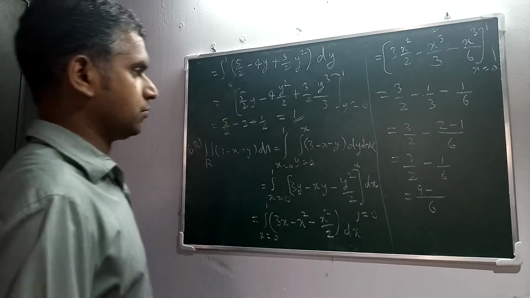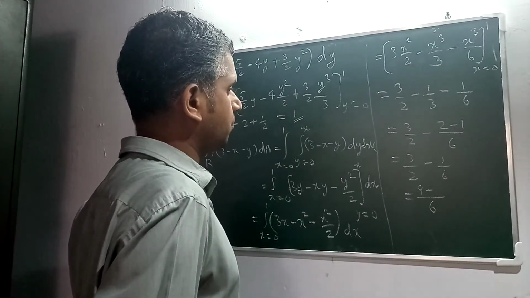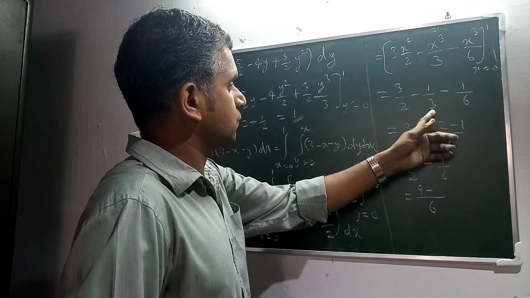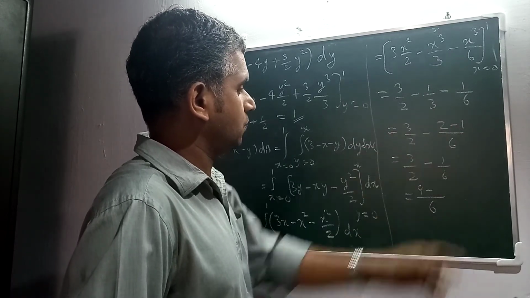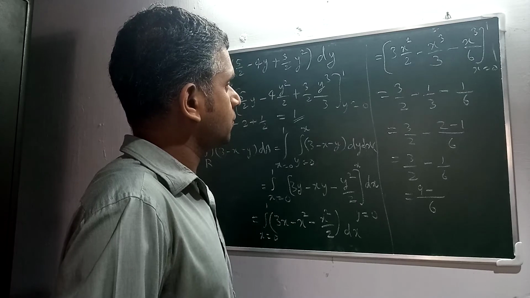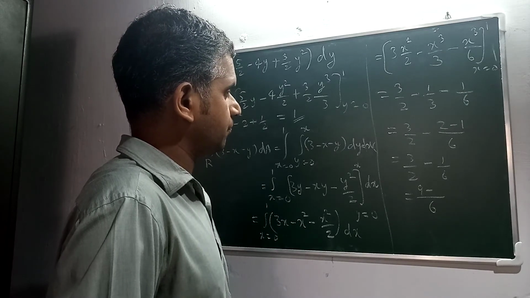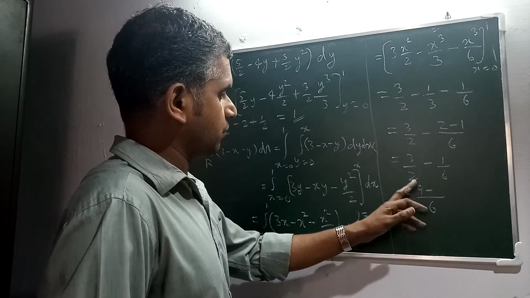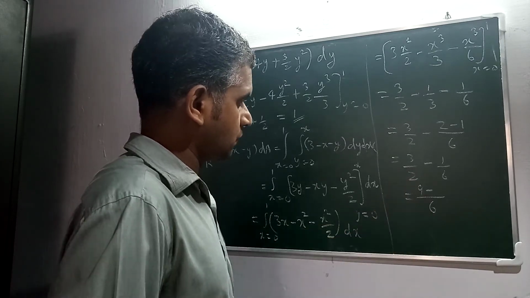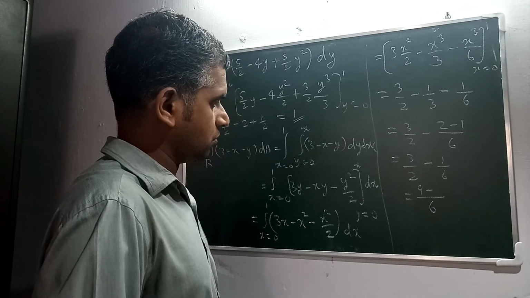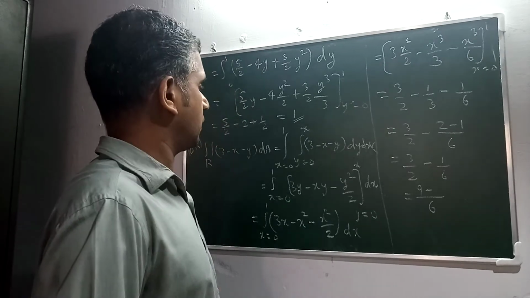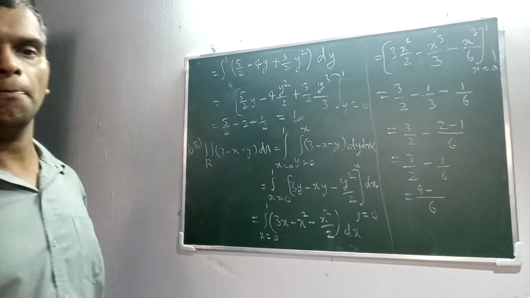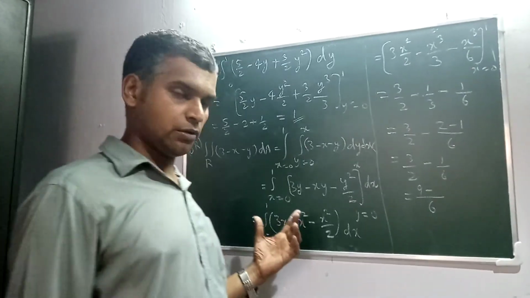oh, it is mistaken somewhere. So what about the LCM here? It is 6. 6 by 3 is 2. 2 minus 1. So 3 by 2 minus 1 by 6. So 6 by 2 is 3. 3 into 3, 9 minus 8 by 6 cannot be the answer. You should get this answer because both represent the double integral.